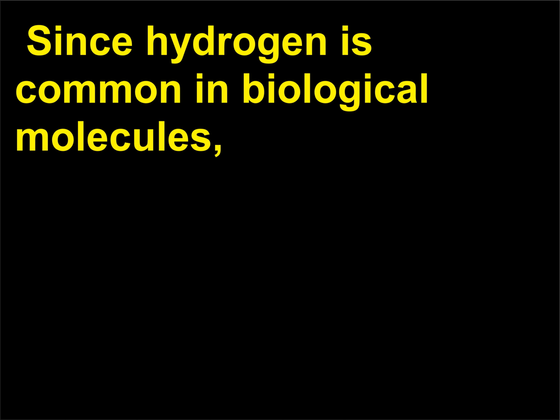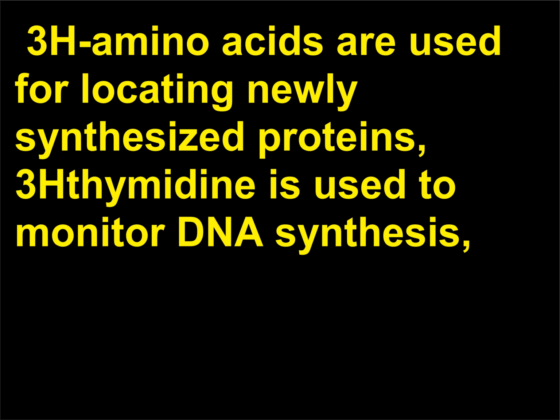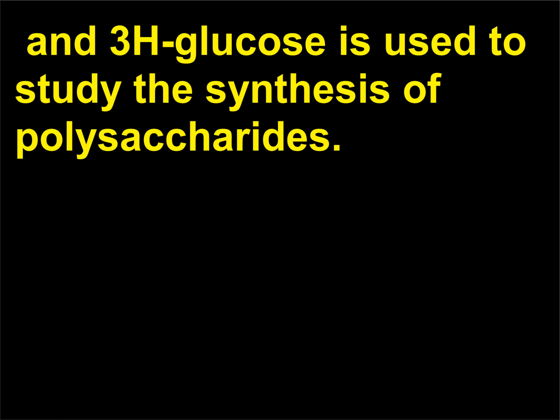Since hydrogen is common in biological molecules, a wide range of 3H labeled compounds are potentially available for use in autoradiography. 3H amino acids are used for locating newly synthesized proteins. 3H thymidine is used to monitor DNA synthesis. Ribonucleotides such as 3H uridine or 3H cytidine are used to localize newly made RNA molecules. And 3H glucose is used to study the synthesis of polysaccharides.